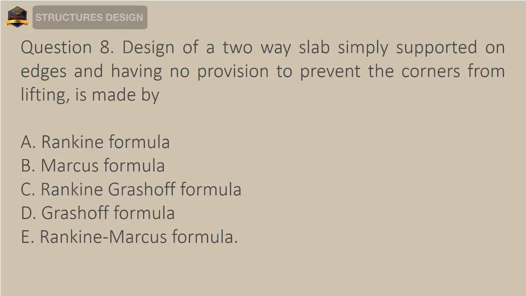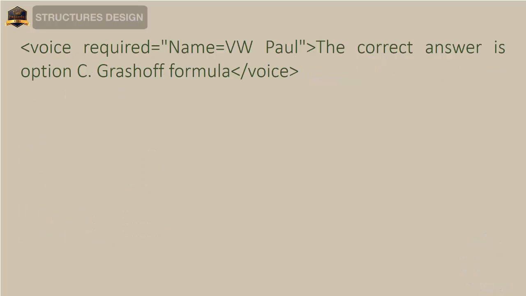Question 8. Design of a two-way slab simply supported on edges and having no provision to prevent the corners from lifting, is made by A. Rankine formula, B. Marcus formula, C. Rankine-Grashof formula, D. Grashof formula, E. Rankine-Marcus formula. The correct answer is option C Grashof formula.